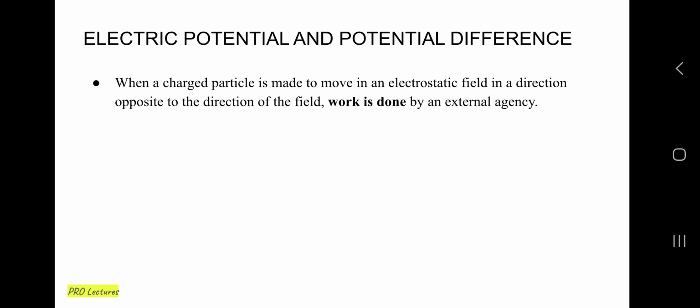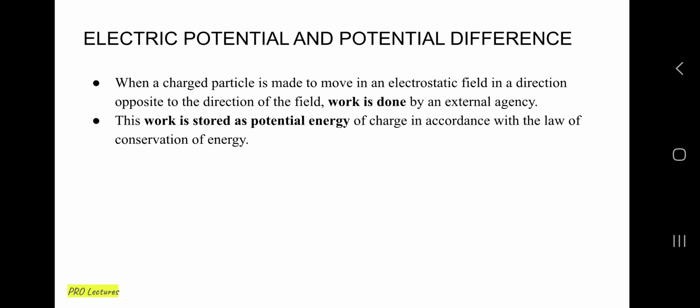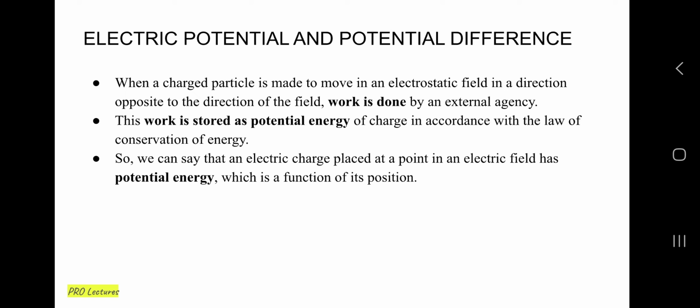When a charged particle is made to move in an electrostatic field in a direction opposite to the direction of electric field, work is done by an external agency. This work is stored as potential energy of charge in accordance with the law of conservation of energy. So, we can say that an electric charge placed at a point in an electric field has potential energy, which is a function of its position.